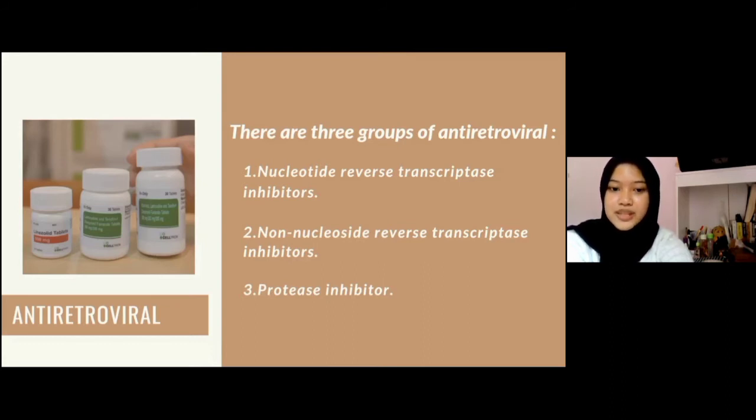And the last is protease inhibitors. These drugs interfere with HIV replication by binding to the enzyme itself. Thus, the enzyme is prevented from working and stops the production of new viral particles in the infected cells.